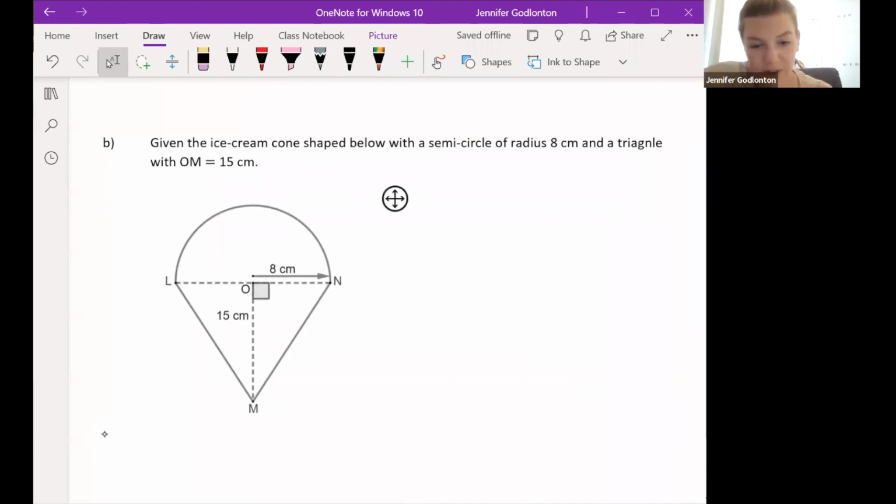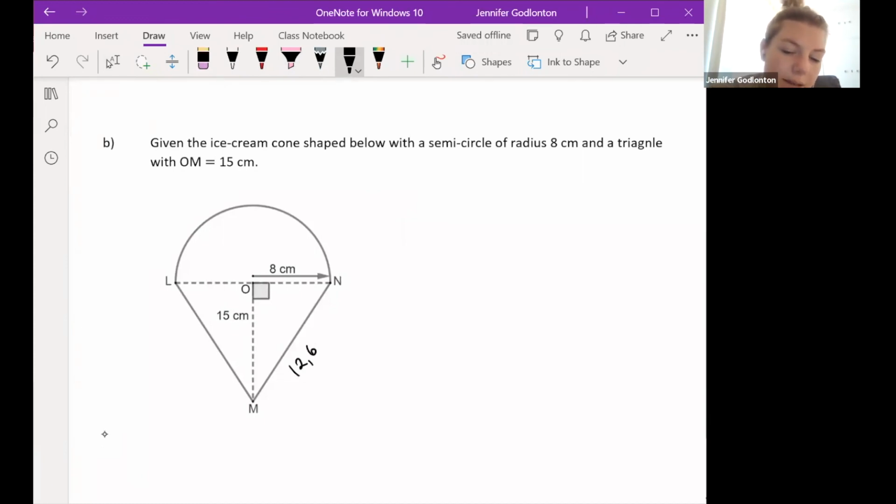So for this one, I'm gonna make your life a little bit easier just because we're running out of time. So I'm just gonna do the Pythagoras for you and tell you that this length over here is 12.69. Okay.